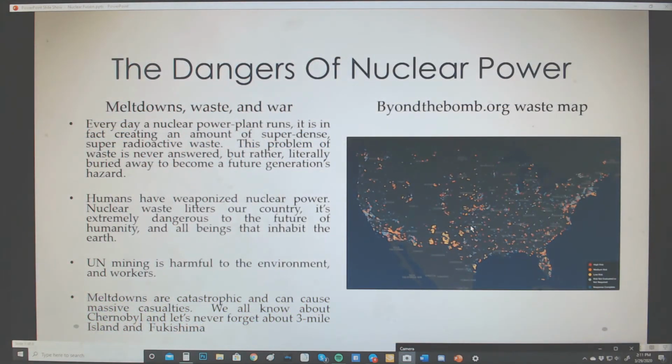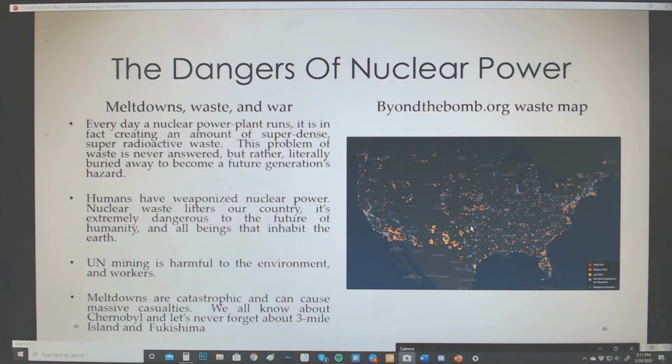With all of the amazing advantages that come with nuclear energy, there are also dangers. Nuclear energy creates waste. As you can see on the beyondthebomb.org waste map, there are many locations in the United States where we are burying below us lots of very radioactive garbage. Every day, nuclear power plants are creating lots of super dense, super radioactive waste. This problem of waste is never answered, but it's rather literally buried away to become a future generation's hazard.